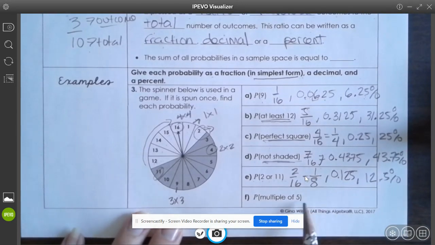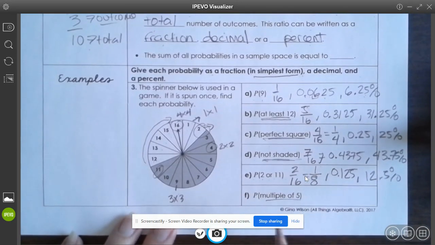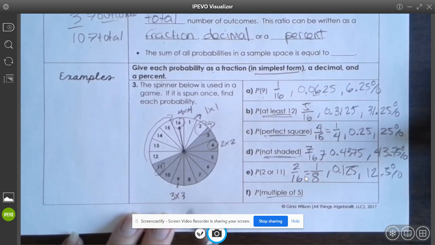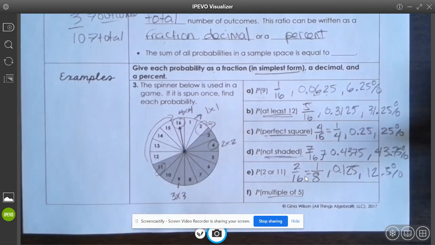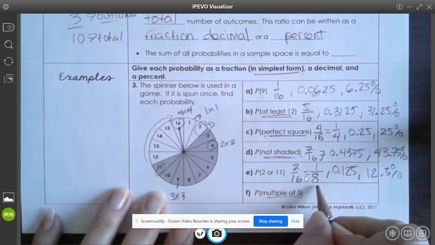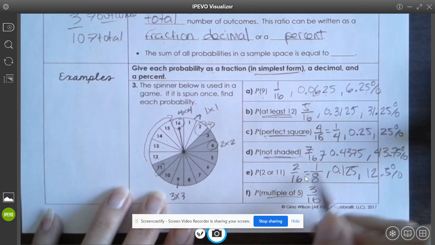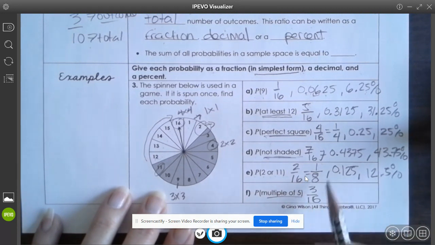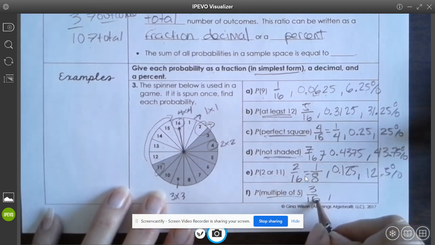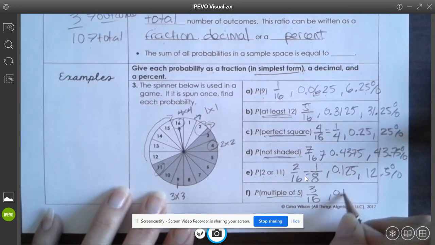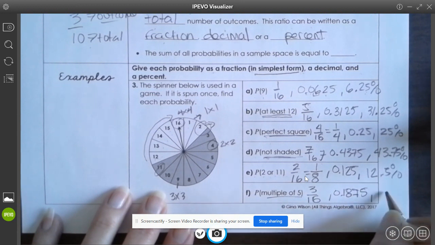Okay, that you get a multiple of 5. So we're looking for multiples of 5. So 5 times 1 is 5. 5 times 2 is 10. 5 times 3 is 15. And all those 3 numbers show up here. So 3 numbers show up, right? So 3 over 16. This is all simplified. And then you find the decimal. 3 divided by 16, 0.1875, which is the same thing as 18.75%.